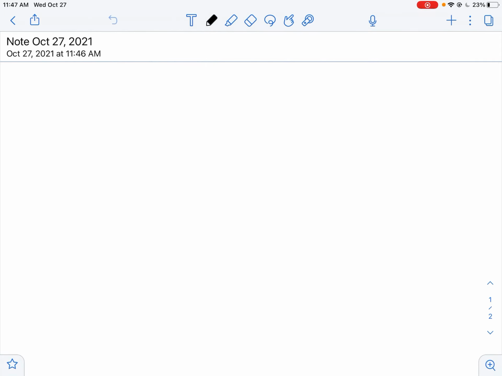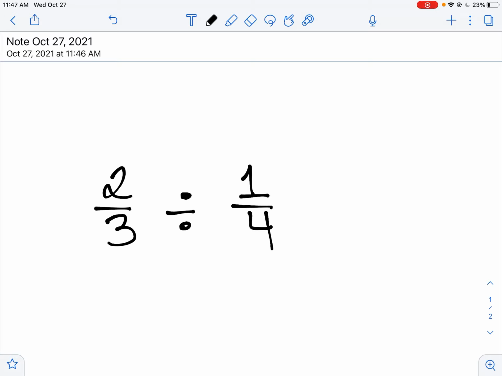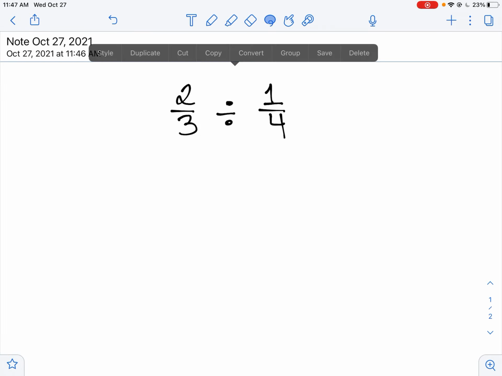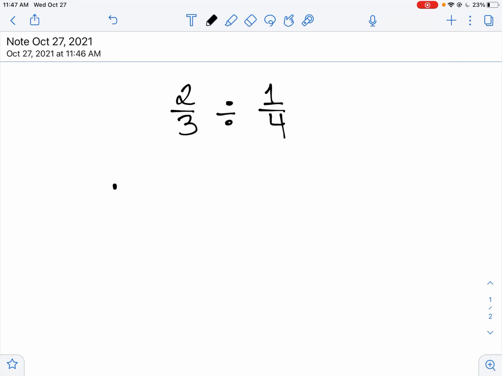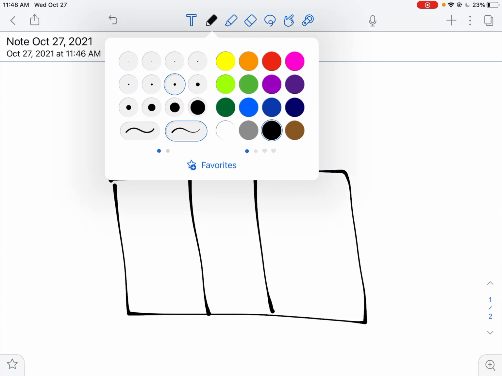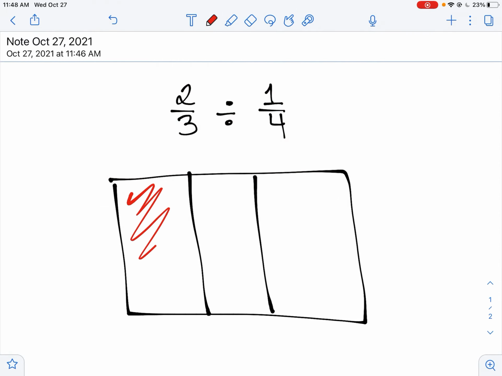Let's start out with 2/3 divided by, we'll say, 1/4. Okay. So the first thing I'm going to do is represent 2/3 in a picture. I like using pictures. Some people aren't visual learners, and that's fine. You don't have to be a visual learner, but I like seeing pictures.